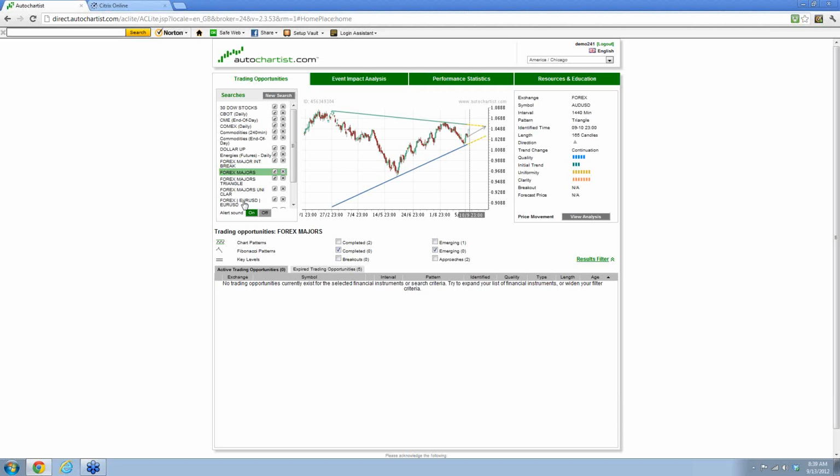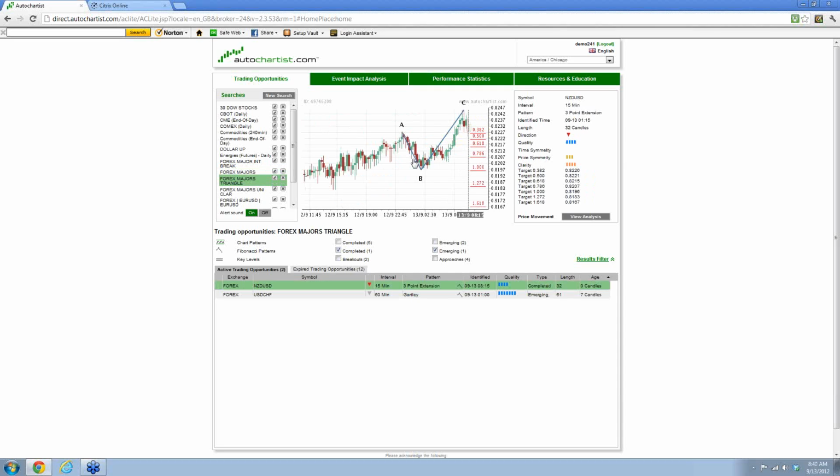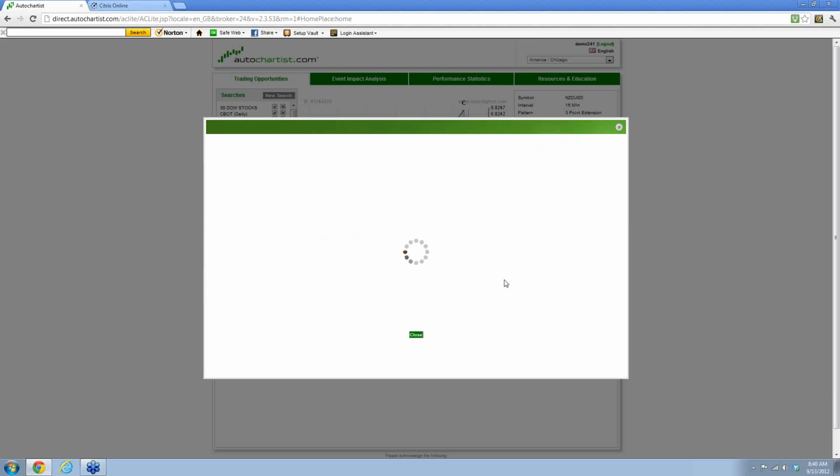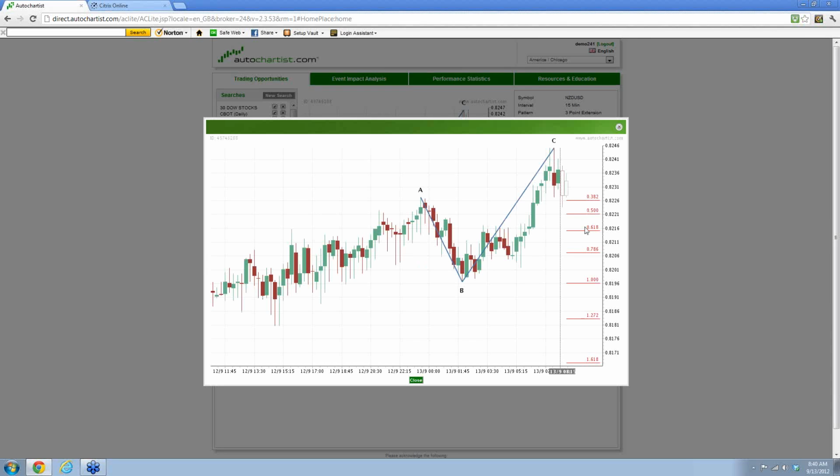If you're a trend trader, for example, and you caught this move up, all right, by identifying point C up here, Autochartist is saying that we could break down into these series of Fibonacci levels. So as a trend trader, you can decide to get out of the market right now and wait for a pullback into these levels, looking for a resumption of the trend.